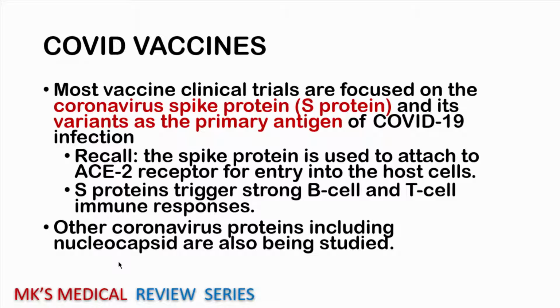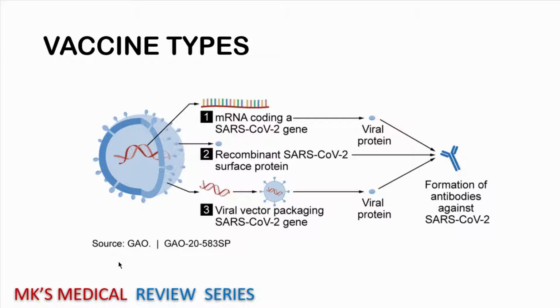replication cycle. And then the S proteins actually can trigger a strong B cell as well as T cell immune response. The B cells and T cells are just pretty much white blood cells. And you also have other coronavirus proteins that are being studied, such as the nucleocapsid proteins, but we still do not have any vaccines on the market against these, and they're not as effective. So there are three different modalities from which we could formulate hypothetical vaccines. So we can either use the mRNA sequence, the RNA sequence that is present on the COVID-19 virus.